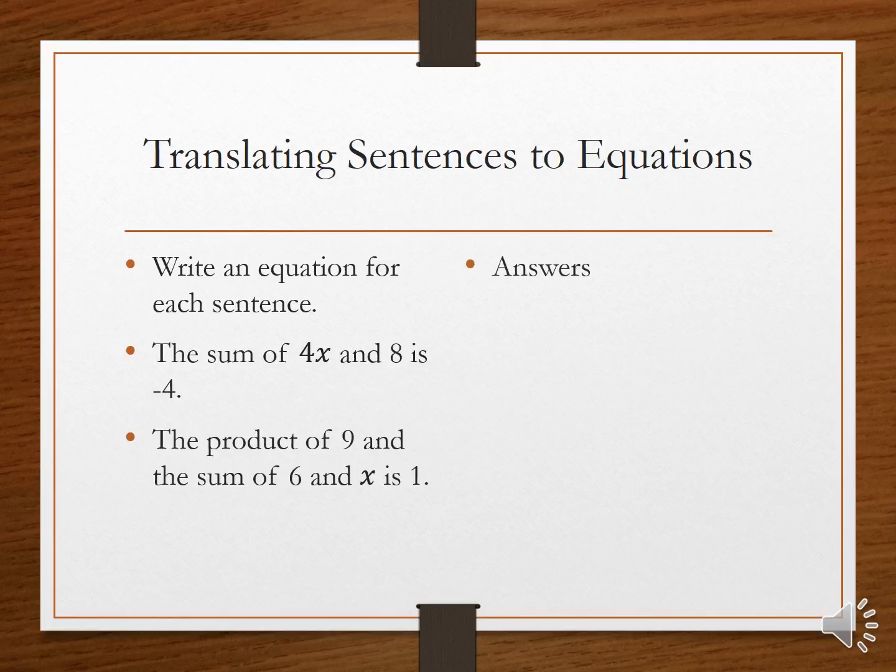Here are your answers. The sum of 4x and 8 is -4 would be 4x plus 8 equal to -4. Remember that is means equals. The product of 9 and the sum of 6 and x means that we need to put 6 plus x in parentheses. So 9 times the quantity, 6 plus x, is equal to 1.